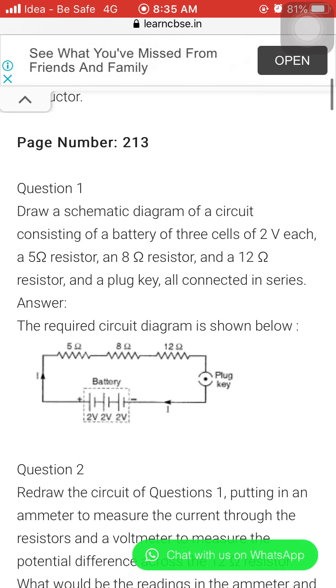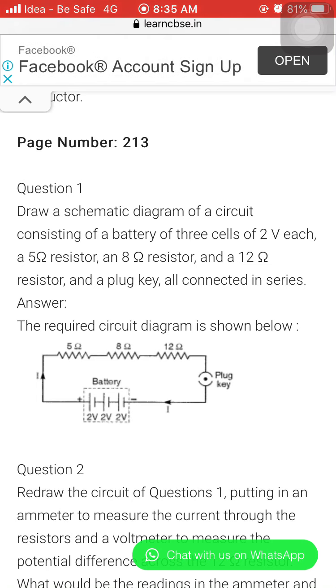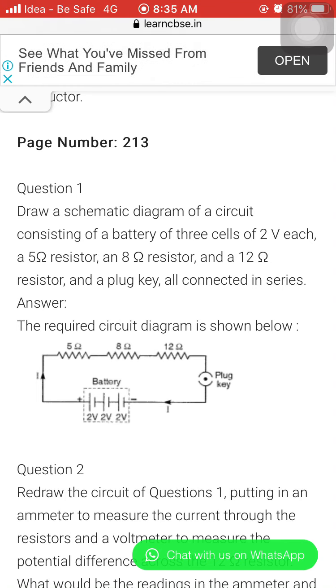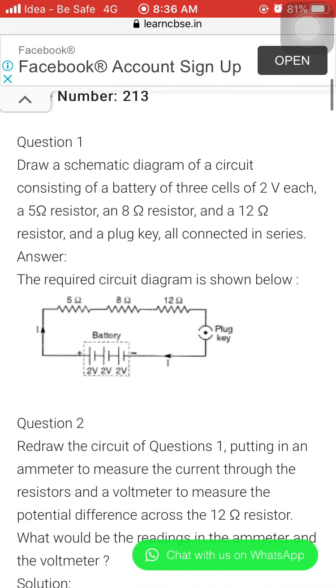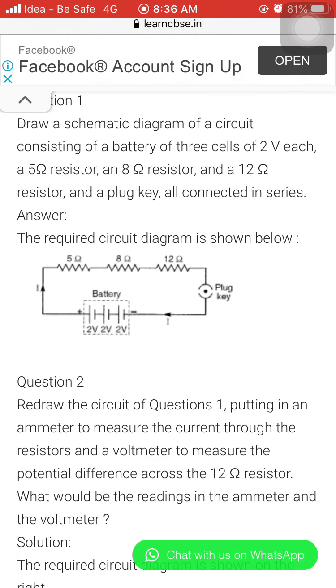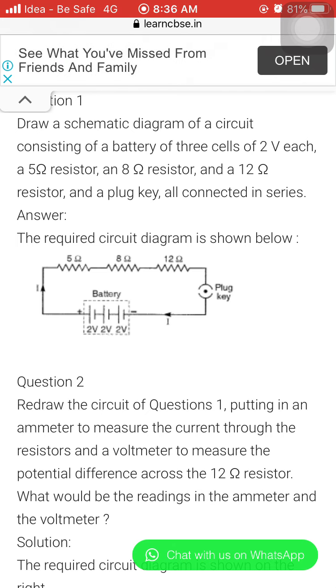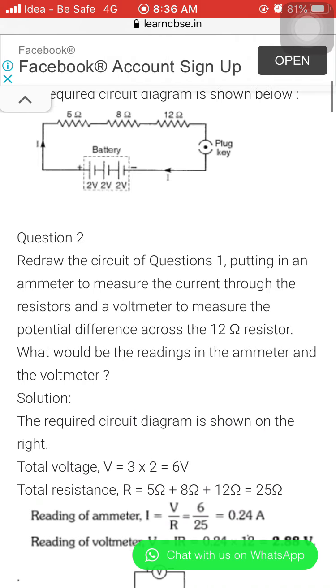Now next question, on page number 213. The question is: draw a schematic diagram of a circuit consisting of a battery of 3 cells of 2 volt each, a 5 ohm resistor, an 8 ohm resistor and a 12 ohm resistor and a plug key, all connected in series. So here you have to draw a circuit diagram. You can draw the diagram as shown in the figure. Series means end to end connection here, you can see here, draw in the same way.